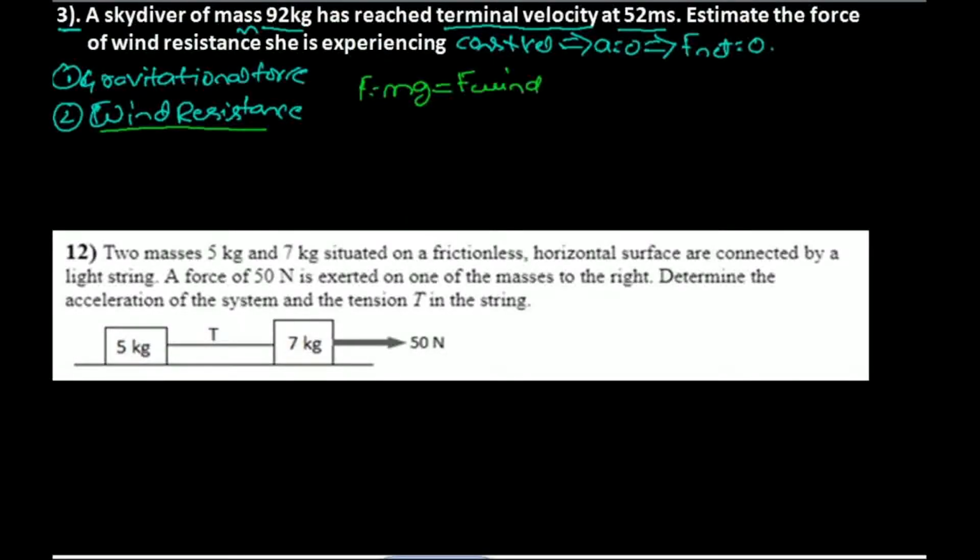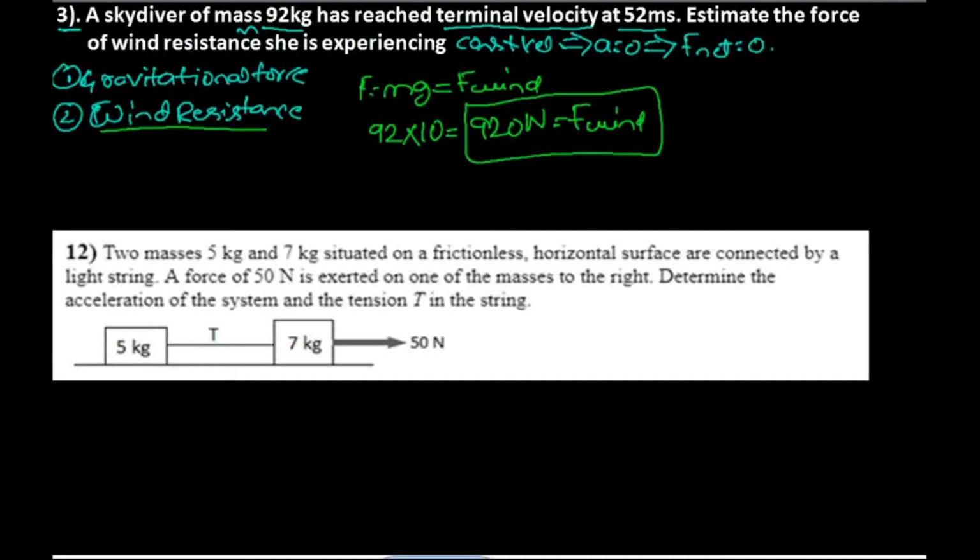So F is equal to mg. M is 92 kg, and so G, consider 10, is equal to 920 Newton. That is the force of wind that the skydiver is experiencing.